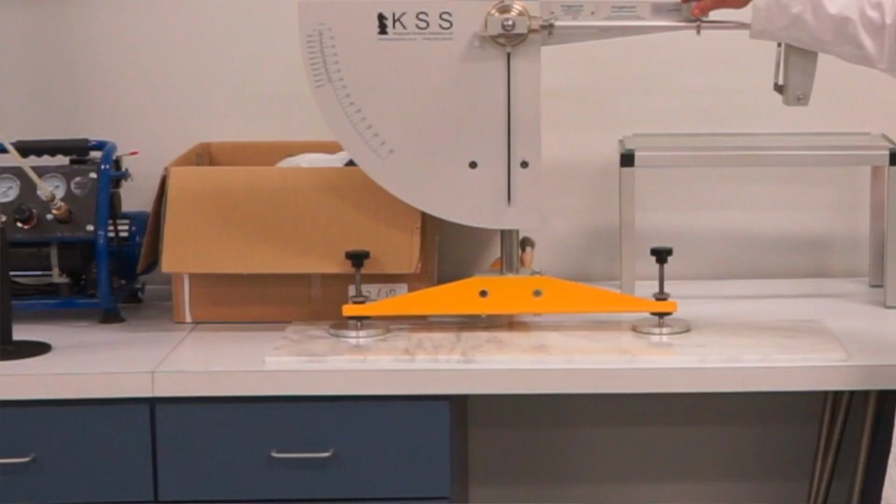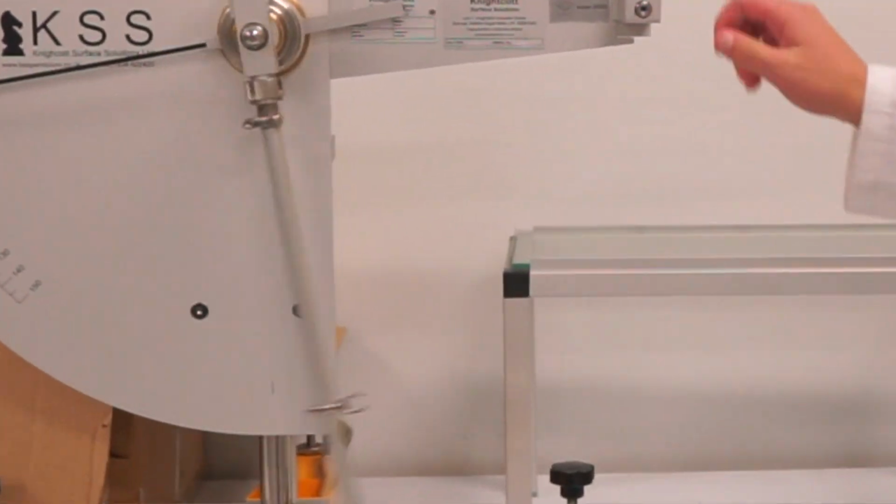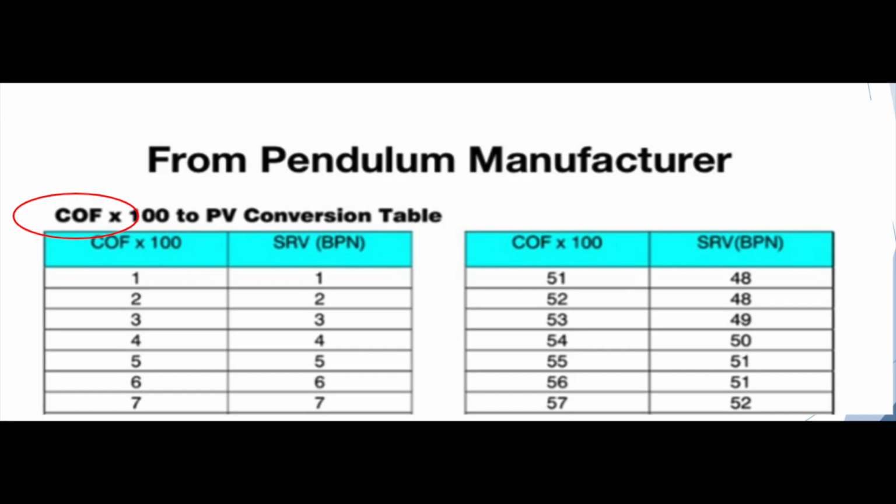Other tribometers, like the pendulum tester, were not designed to measure dynamic coefficient of friction, and they measure in PTVs, which is a value created by the pendulum manufacturer. There is a manufacturer-created correlation from PTV to coefficient of friction, but it doesn't specify a correlation to dynamic coefficient of friction. Therefore, it leaves too much room for interpretation.